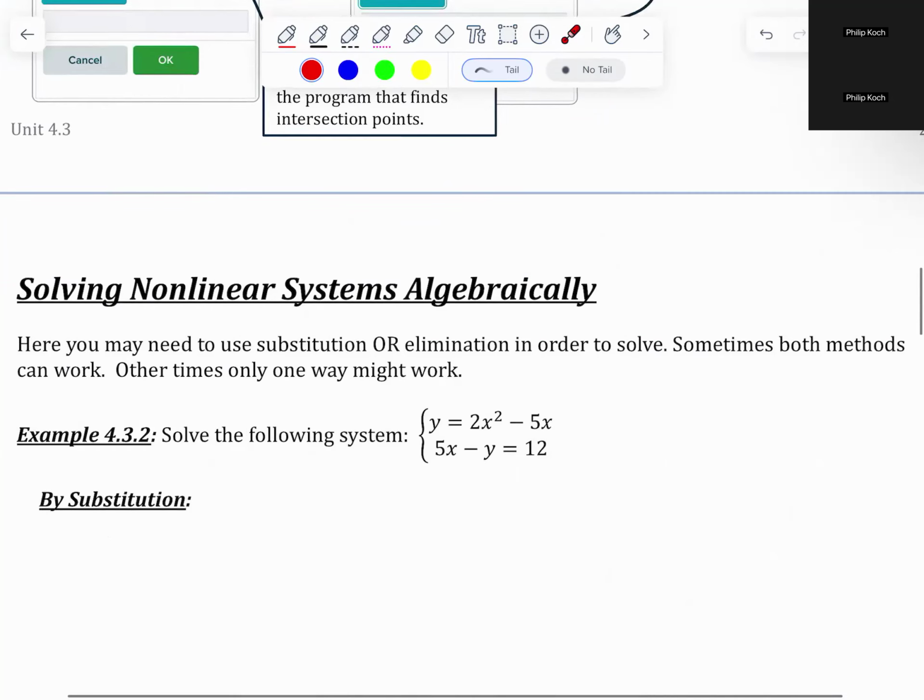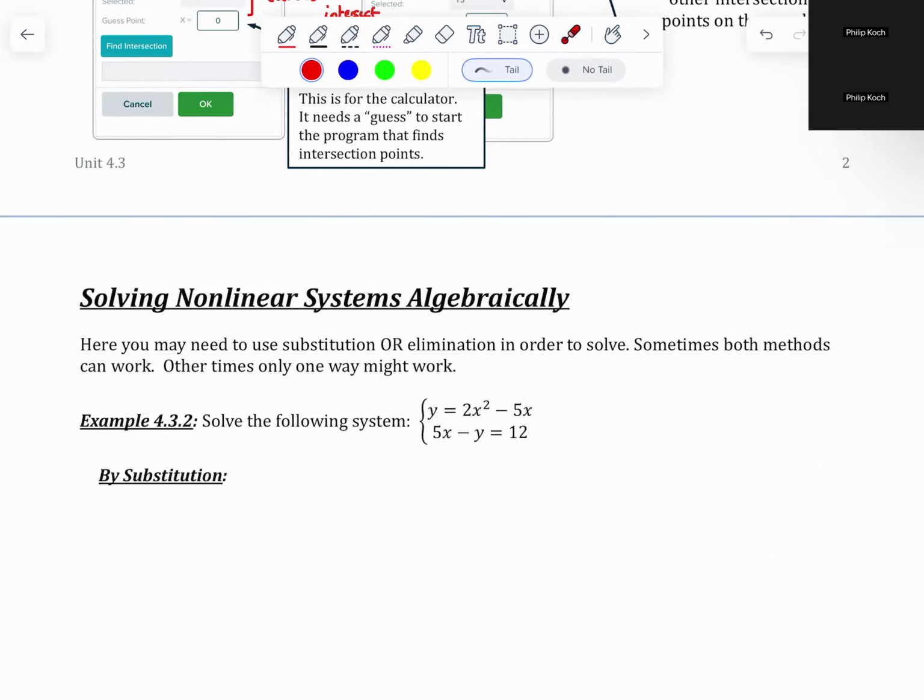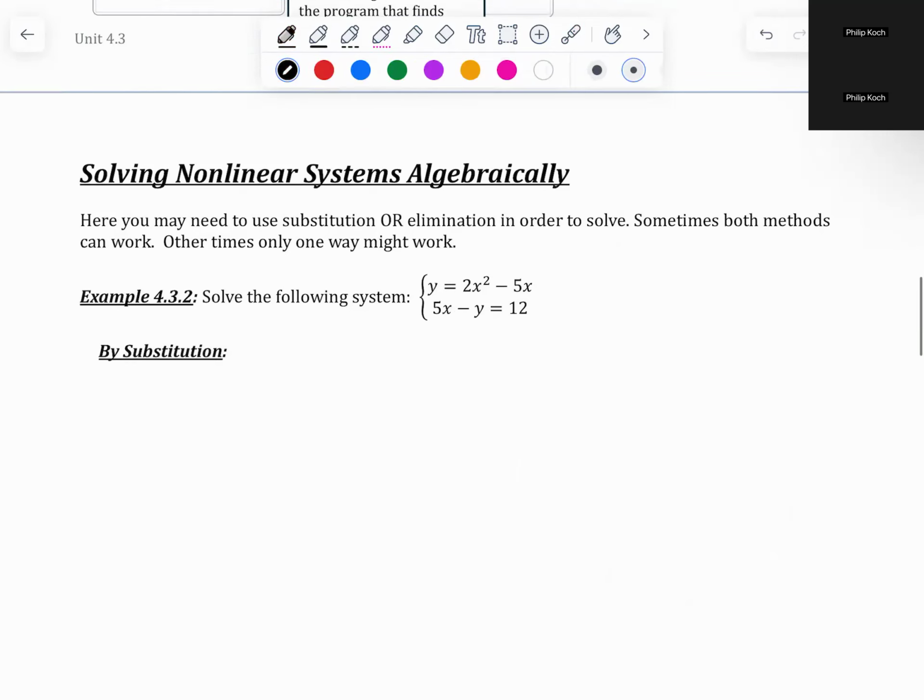So I'm going to do this one by both substitution and elimination, and then we'll talk about different ones for the next ones. Trust the process. If we wanted to do substitution, that's honestly the method I would choose because the first equation is already solved for y. It's already y equals blah. So by substitution, I'm going to rewrite it: y equals 2x squared minus 5x, and 5x minus y is equal to 12.